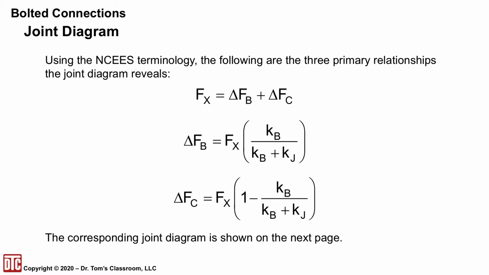So using the terminology there, here are the three primary relationships in this joint diagram. The F sub X, the external load, is the sum of the two, the bolt and the members. That's kind of what we're saying. And then delta F sub B is P times K_B over K_B plus K_J. That's really the C that we had. And delta F sub C is F_X times (1 minus C). So that's kind of what it comes down to.